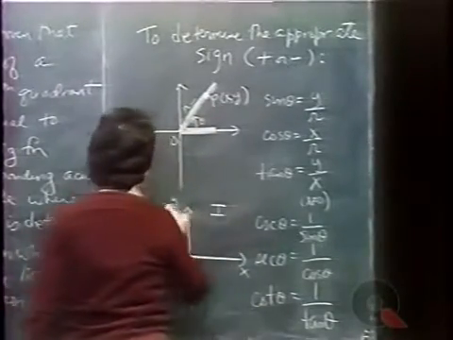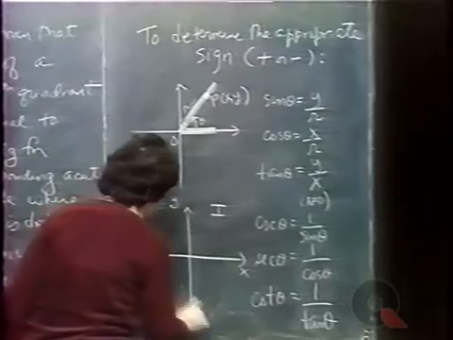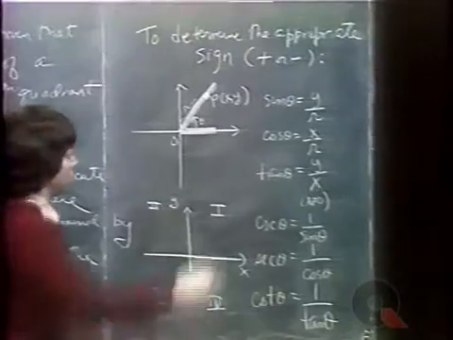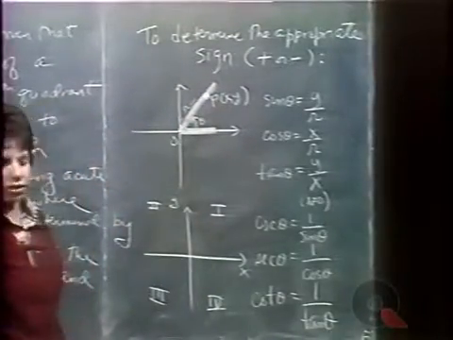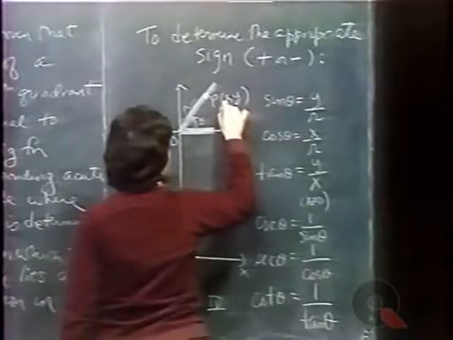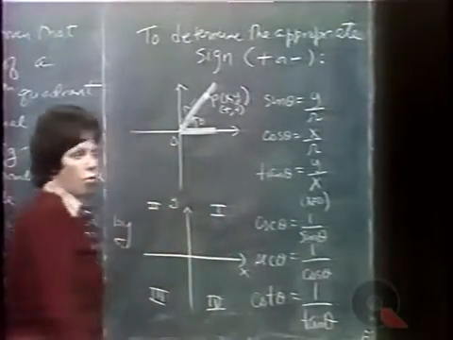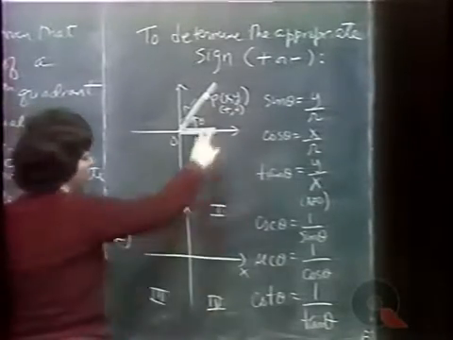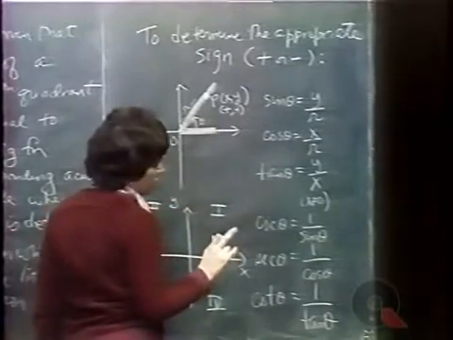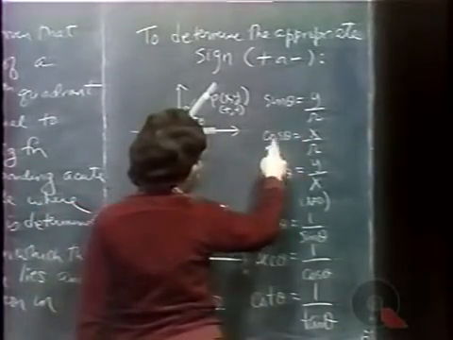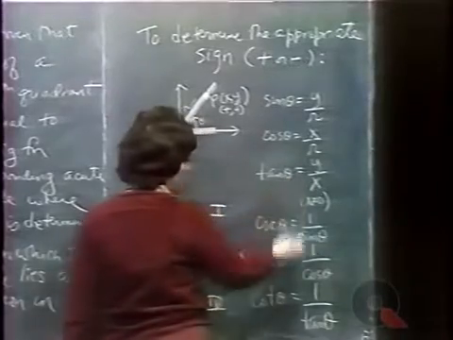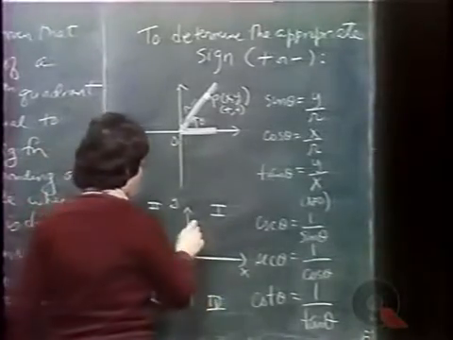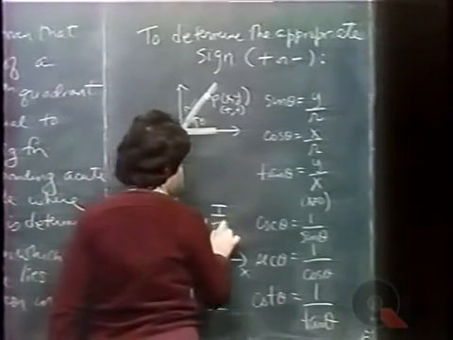We have quadrant 1, quadrant 2, quadrant 3, quadrant 4. In the first quadrant, point P, which is on the terminal side of this angle, must have a positive x coordinate, a positive y coordinate, and of course r must be positive because it represents a distance. Since x and y and r are all positive, sine theta is positive, cosine theta is positive, tangent theta is positive, and the reciprocals of these are positive. So, in the first quadrant, all trig functions are positive.